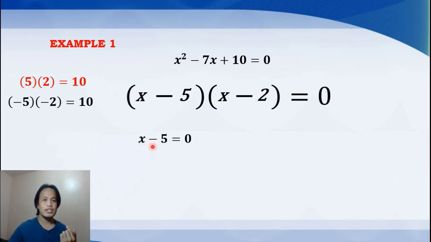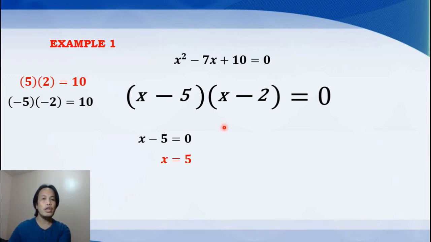So we have x minus 5 equals 0. This time we can now solve for x. Since this is minus, we need to use the addition property of equality, so we add 5 here. This will be cancelled out. We also add 5 at the right side of the equation. What remains at the left side is x, and 0 plus 5 is 5. So our first value for x in this quadratic equation is x equals 5.